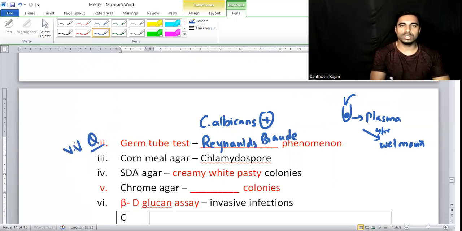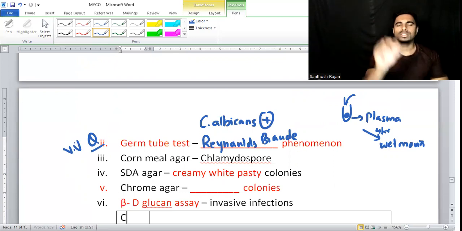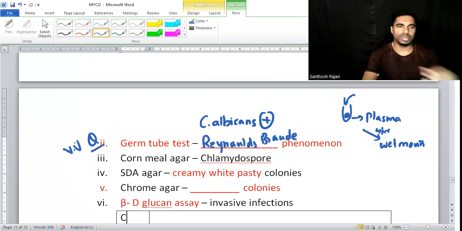Frequently asked: germ tube test, Reynolds-Braude phenomenon, especially for Candida albicans. Only for Candida albicans, which differentiates it. There are some other species also, but we don't stress on that. Albicans, remember, okay, to differentiate albicans from the other species.